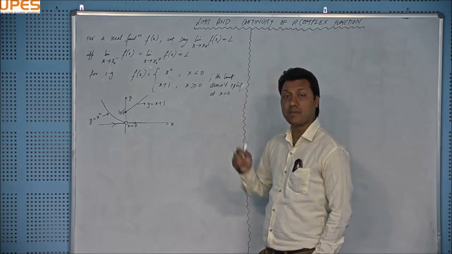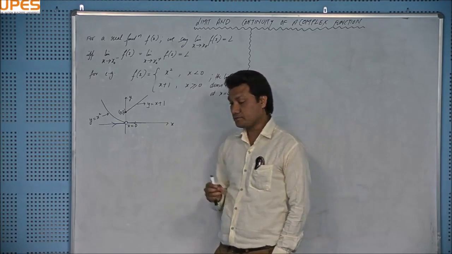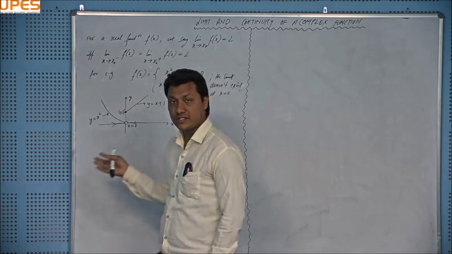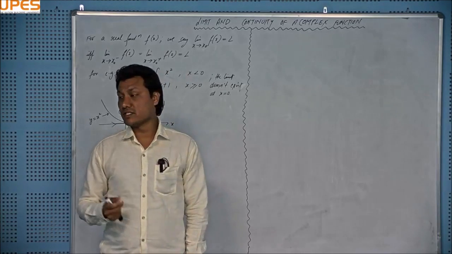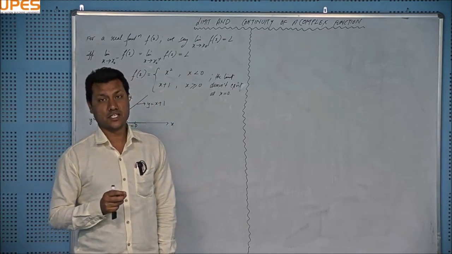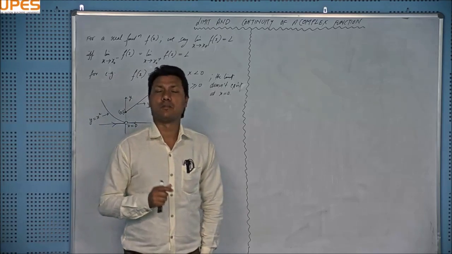But in case of complex functions, because this is a real function and we have two directions to approach any point, in a complex function, the first thing is that we cannot draw the graph of a complex function. We need two copies of complex planes.